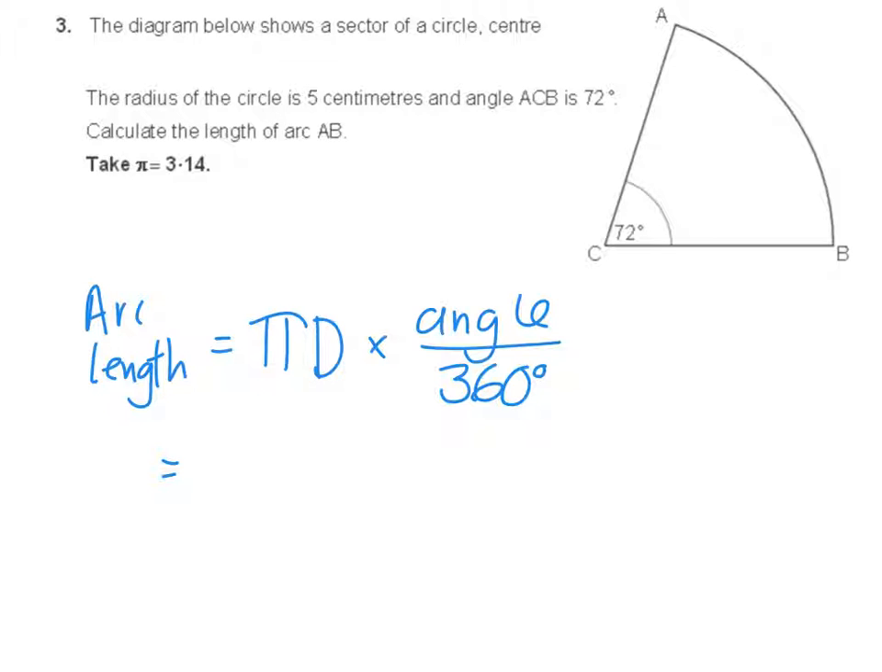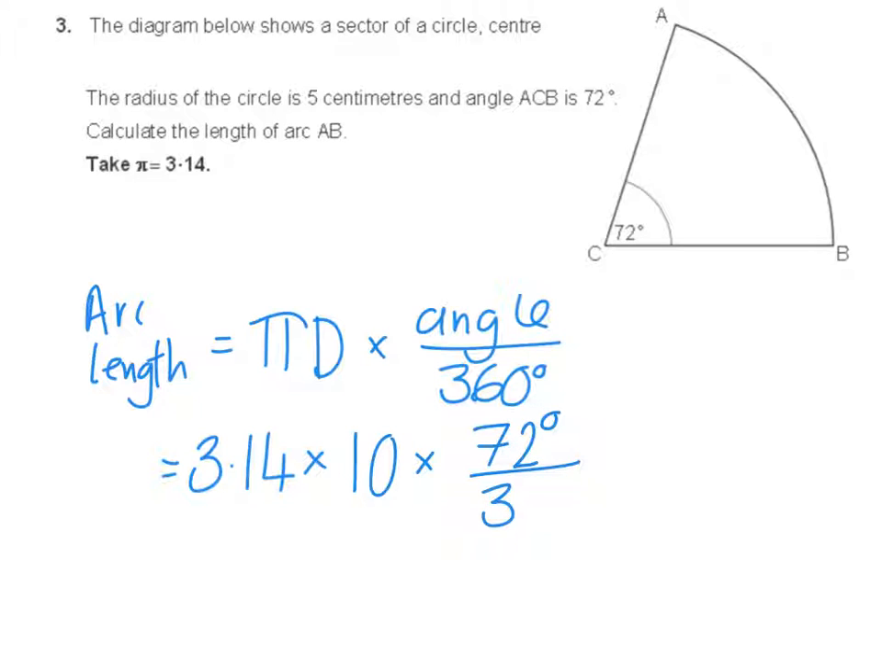So our arc length is pi, which we'll use 3.14 here, multiplied by the diameter. We're told up here that the radius of the circle is 5 centimetres, which means the diameter will be double that at 10, multiplied by the angle at the centre, which is 72 degrees, divided by 360 degrees. Now, at first glance, this part looks as if it might be quite difficult to do, given that we don't have our calculator. But 72 over 360 simplifies. In fact, 72 goes into both 72 and 360.